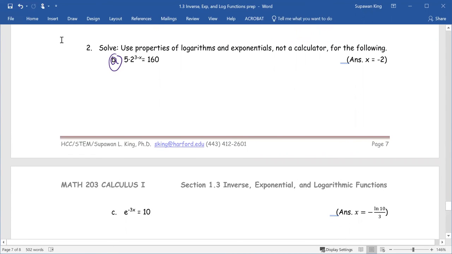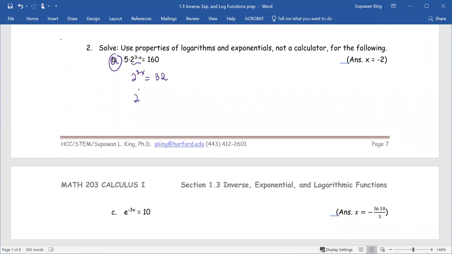Next, solve an equation using properties of log and exponential, not using the calculator. First one: 5 times 2 to the power 3 − x equals 160. First of all, we isolate the term involving x by dividing both sides by 5. So 2 to the power 3 − x equals 32. Next, rewrite 32 as 2 to the 5th. Therefore, 3 − x equals 5, or x = −2.